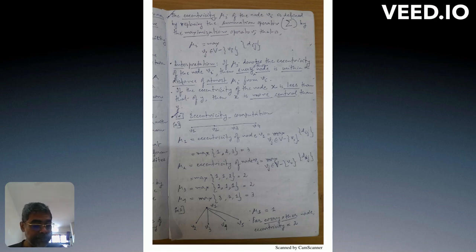And similarly, the eccentricity of the node V2 comes out to be 2. Eccentricity of node V3 is equal to 2, and V4 is equal to 3. If you take the example of the graph below, as you can see in the slide, V1 is at the top, and V2, V3, V4, and V5 are down. Then the eccentricity of V1 is equal to 1, and for every other node, eccentricity is equal to 2.